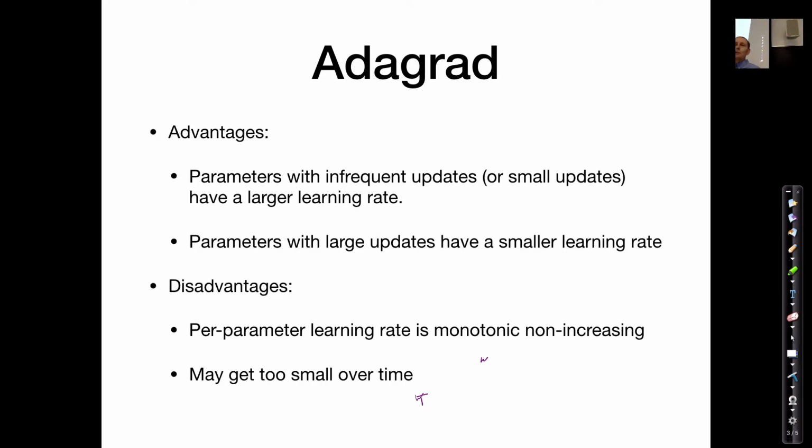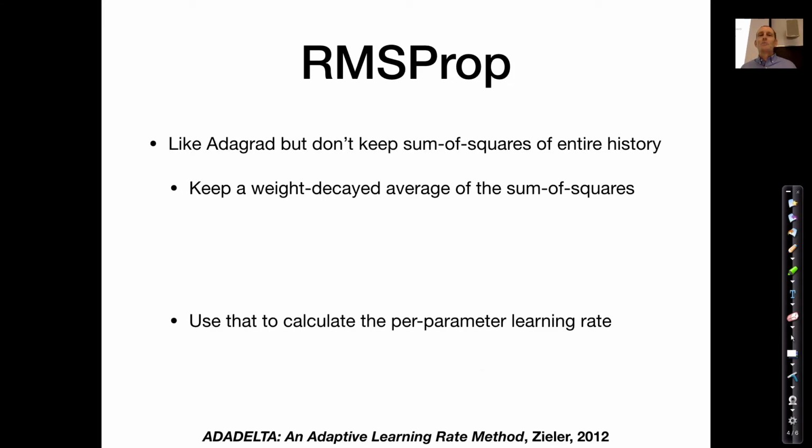Before we get there, though, infrequent updates have a larger learning rate, and large updates a smaller learning rate. That's the good part, right? So it will be adaptive. Adaptive gradient, Adagrad. The disadvantage is it's monotonic, non-increasing, which means it may get small over time. So our solution is what I was just describing, and that is RMSProp.